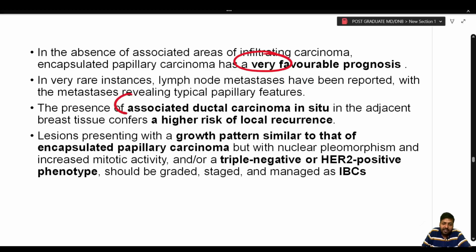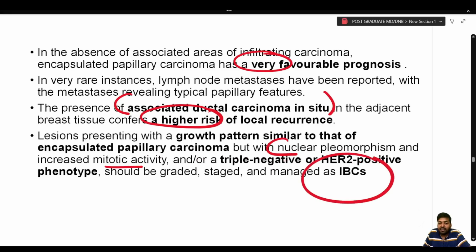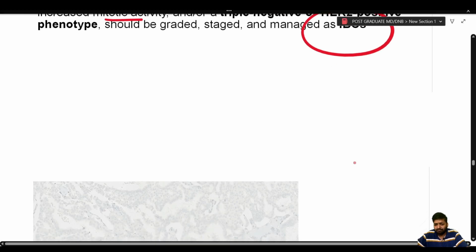Now, the presence of associated ductal carcinoma in situ in the adjacent breast tissue confers a higher risk of local recurrence. Lesions presenting with a growth pattern similar to that of encapsulated papillary carcinoma, but with nuclear pleomorphism and increased mitotic activity, or a triple negative or a HER2 positive phenotype, should be staged, graded and managed as invasive breast carcinoma. So any encapsulated papillary carcinoma with a high grade nucleus or triple negative or HER2 positive phenotype should be managed as an invasive breast carcinoma.